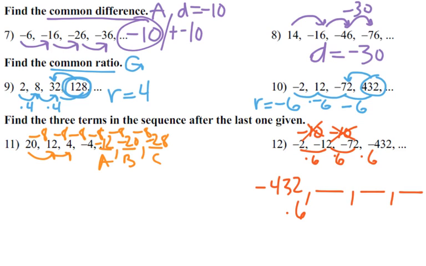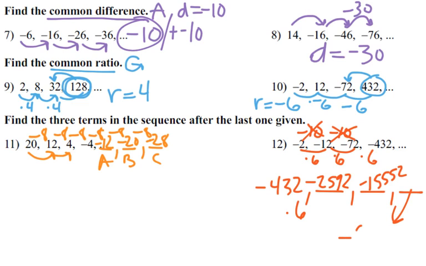So we times by -6, 432, negative 432. We get negative 2592. Times that by -6. And we get negative 15552. And times that by -6.